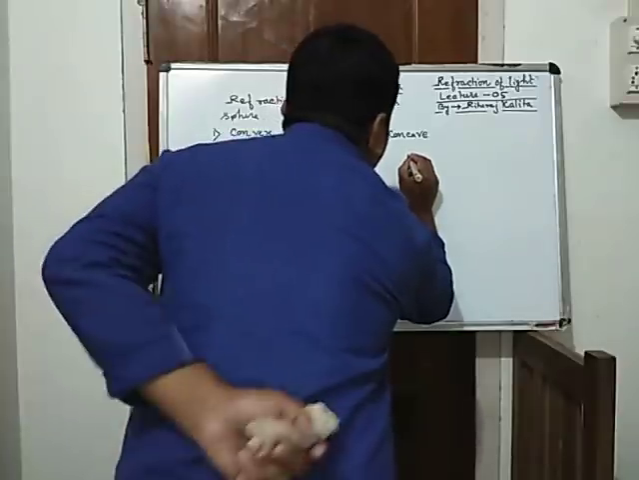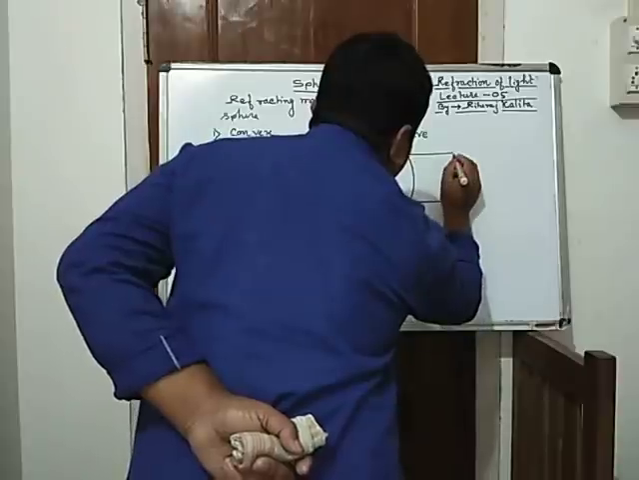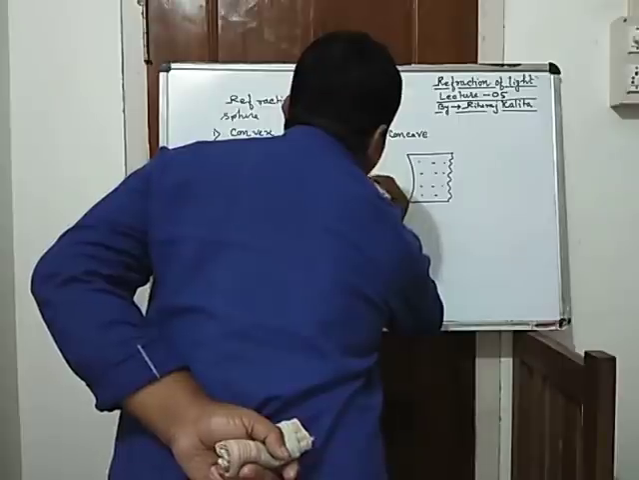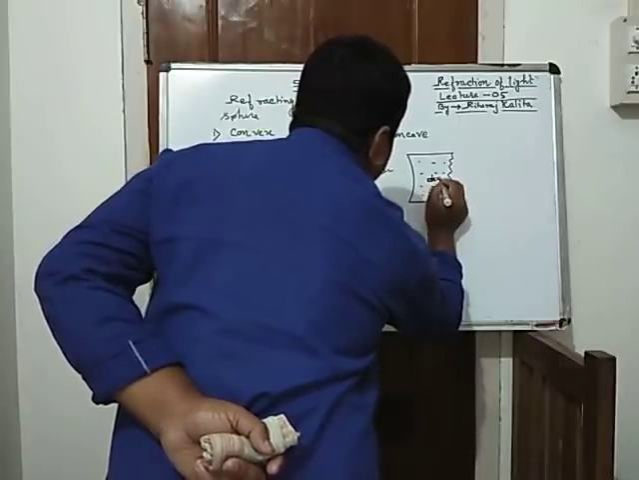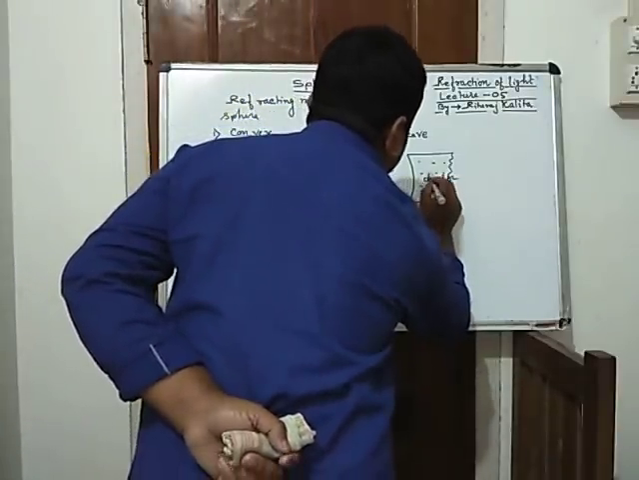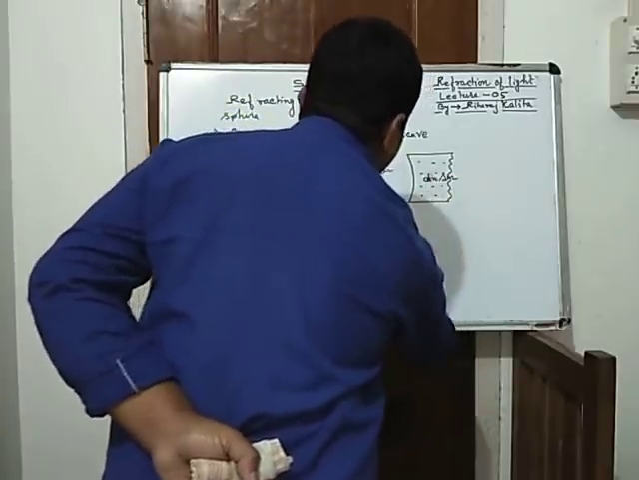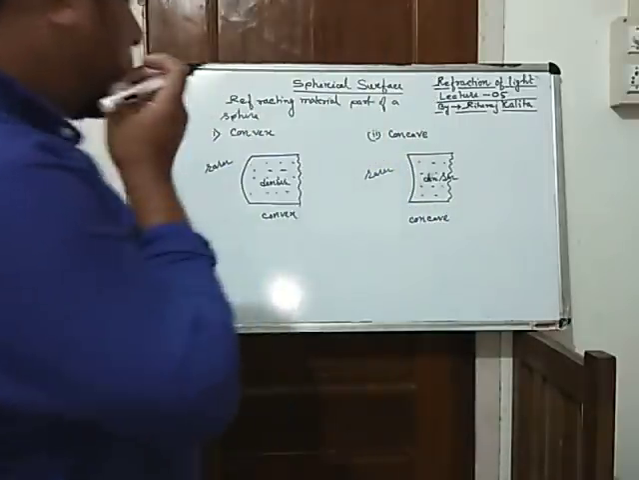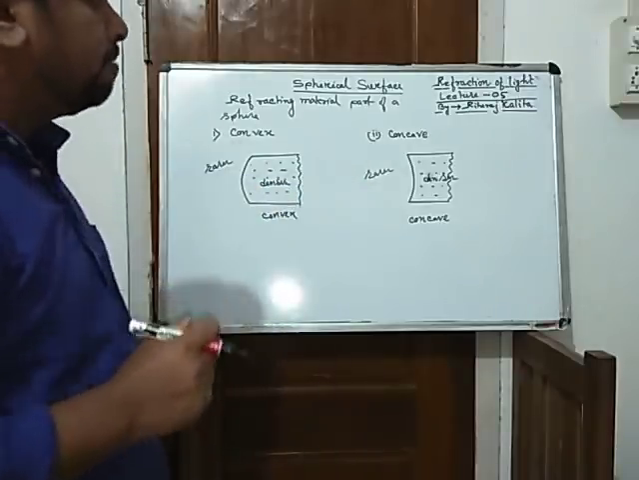If the concave part of the spherical surface is facing towards the rarer medium, this is rarer and this is denser. So this part is known as concave. So this is convex and this is concave. It is a part of a sphere.